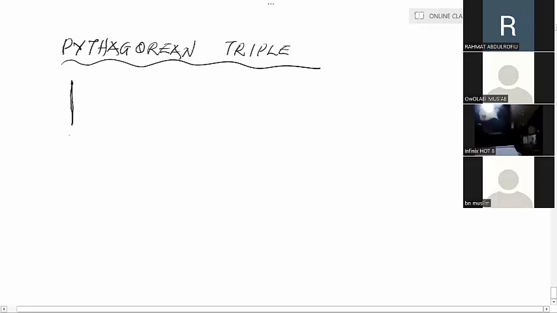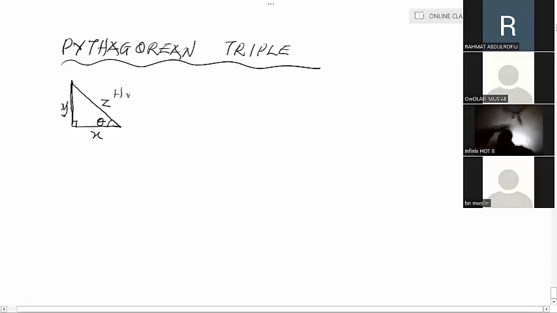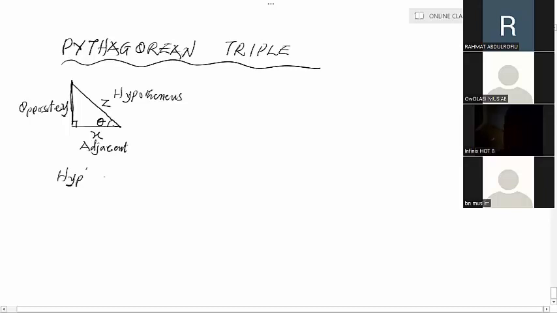Now, in a Pythagorean triple, we have a right angle triangle. A right angle triangle is such that, when they give you one angle here, let's say here is theta, here is y, here is x and z. Here is the hypotenuse. Here is called adjacent, as it is close to that angle theta. Closeness is what they call adjacent. Here is opposite. The rule here is that hypotenuse squared equals opposite squared plus adjacent squared.